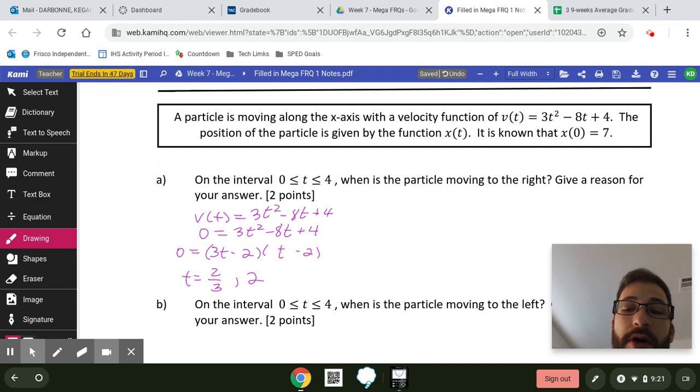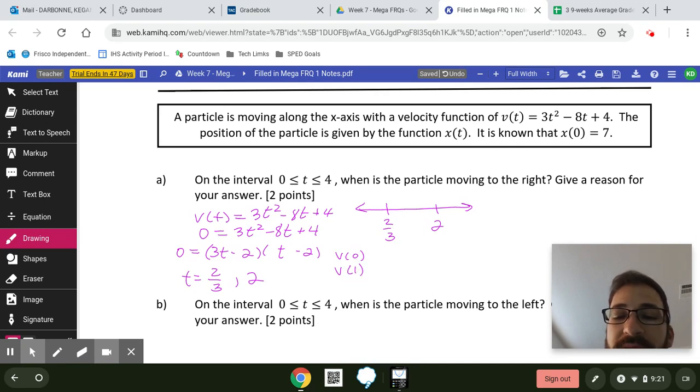Now that we have our critical numbers, remember our critical numbers are when our derivative is equal to 0, and v of t is our derivative, then we can go ahead and set up our test intervals. Positive 2/3, positive 2. So let's pick some numbers to plug in. We can do v of 0, which would be to the left, v of 1, which would be in between, and v of 3.